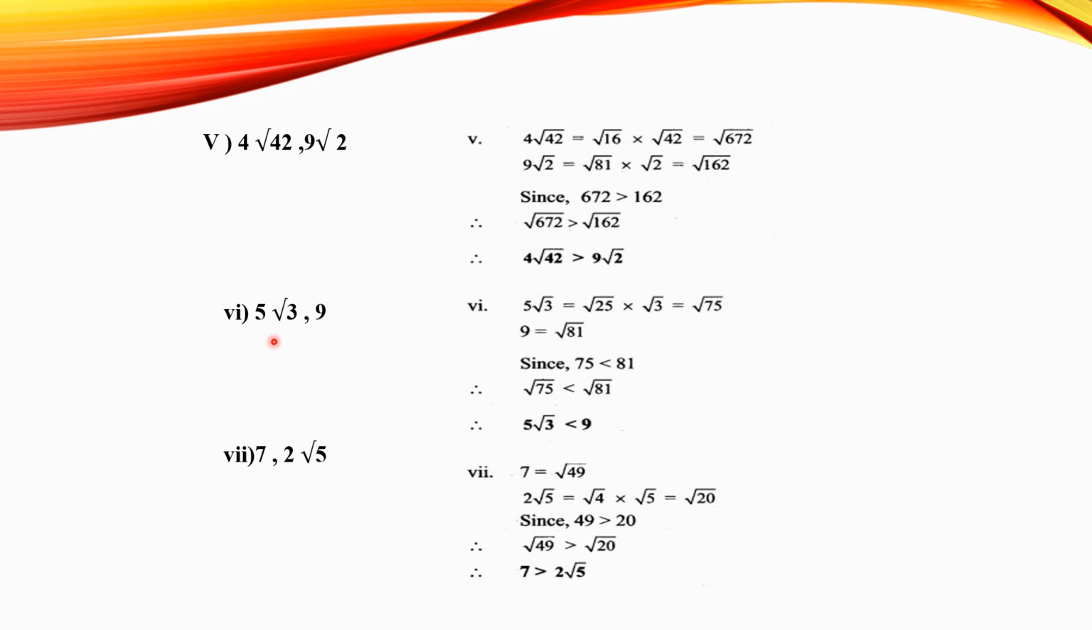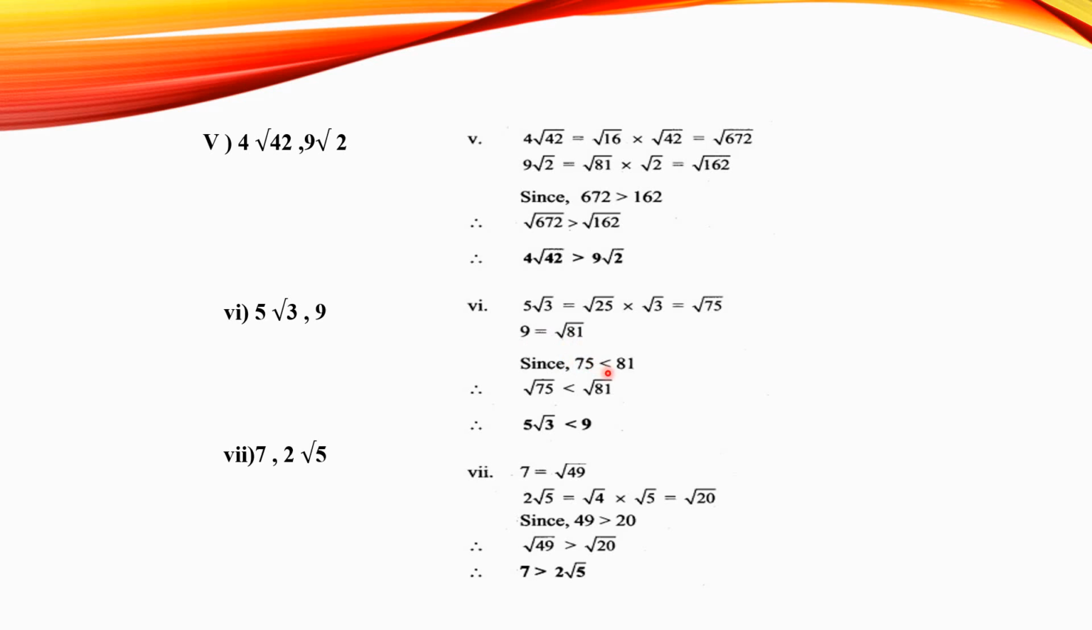Sixth question, that is 5 root 3 and 9. For 5 root 3, when we take 5 inside the square root, it will be root of 25 multiplied by square root of 3. So that can be written as square root of 75. Now we don't have a square root for 9, so we write 9 as a surd of order 2. Taking 9 inside the square root, it will be square root of 81.